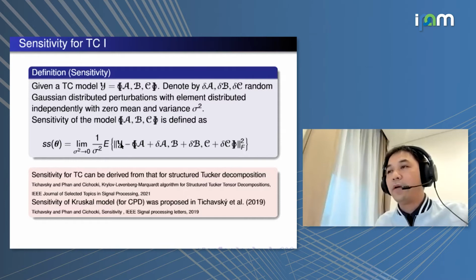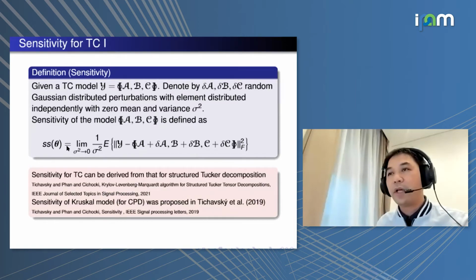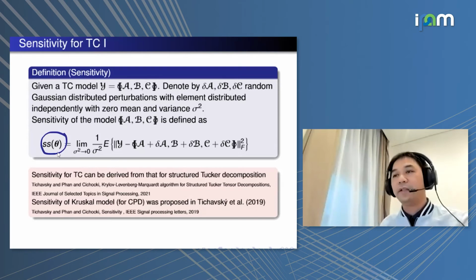And now we already showed you that the tensor chain can indeed be represented by the structural tensor network. In our paper recently published in the Journal of Selected Topics, we saw that we can find the sensitivity for the structural Tucker decomposition. In this case, we can find an expression to compute this sensitivity more efficiently.